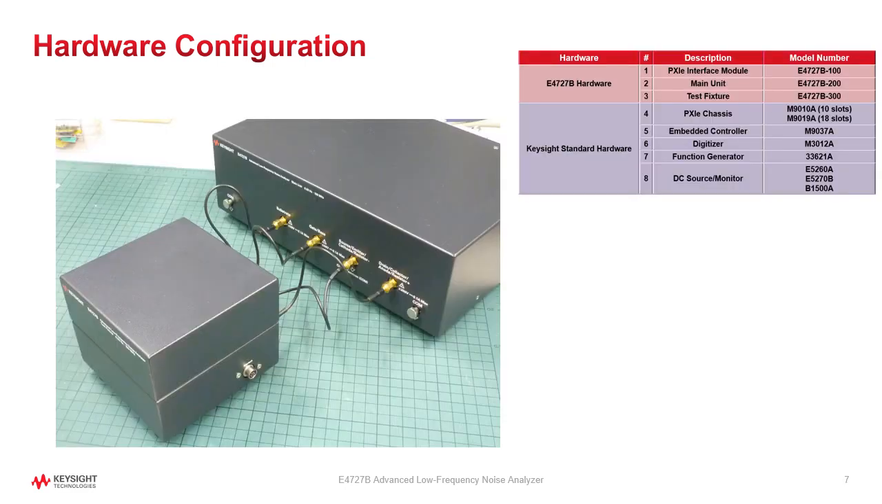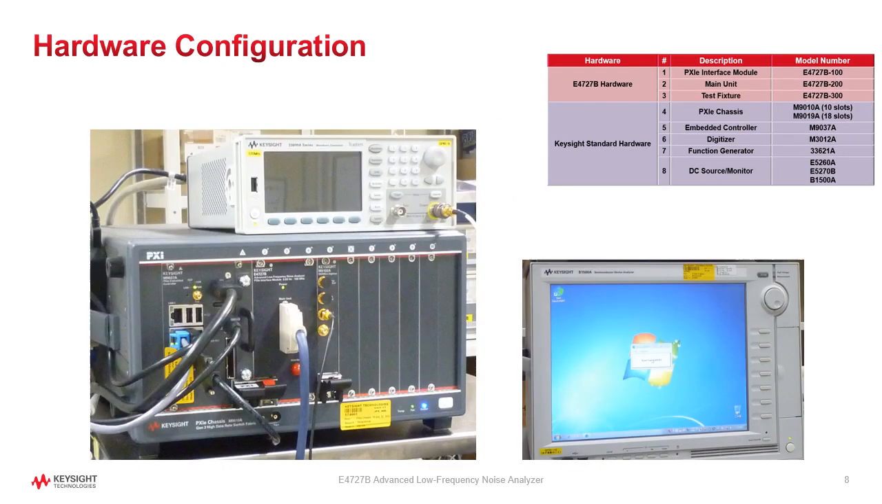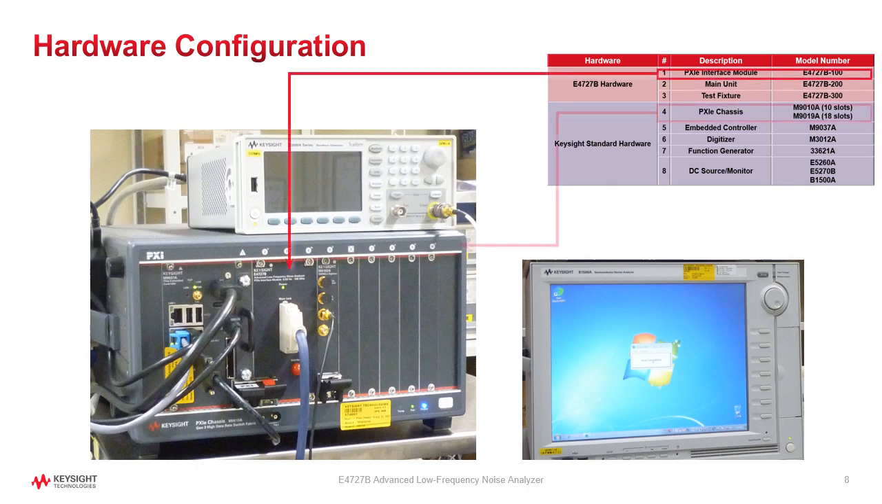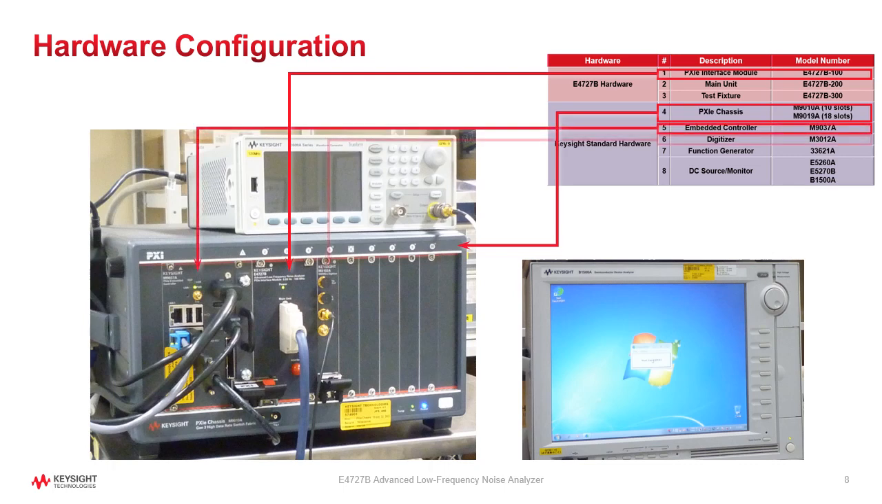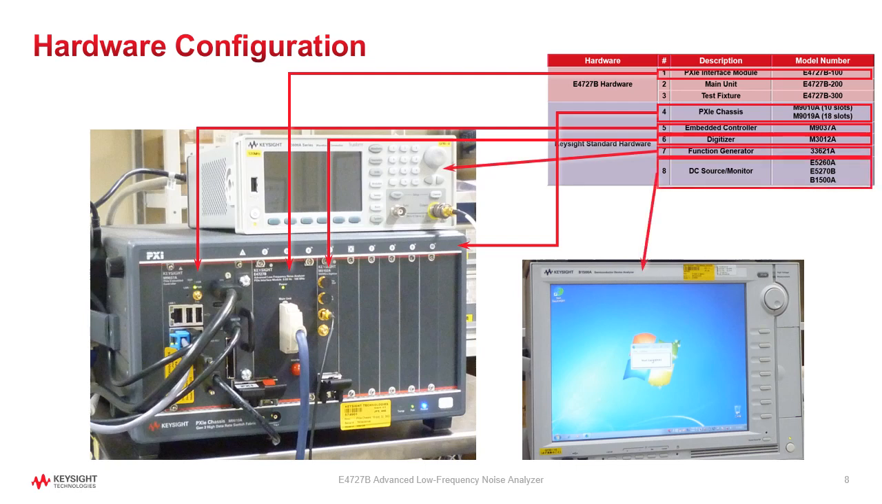This is the actual photo of the E4727B hardware, main unit, and test fixture. The E4727B hardware PXIe interface module is mounted in the PXIe chassis with the embedded PC. The function generator and DC source monitor are external instruments.